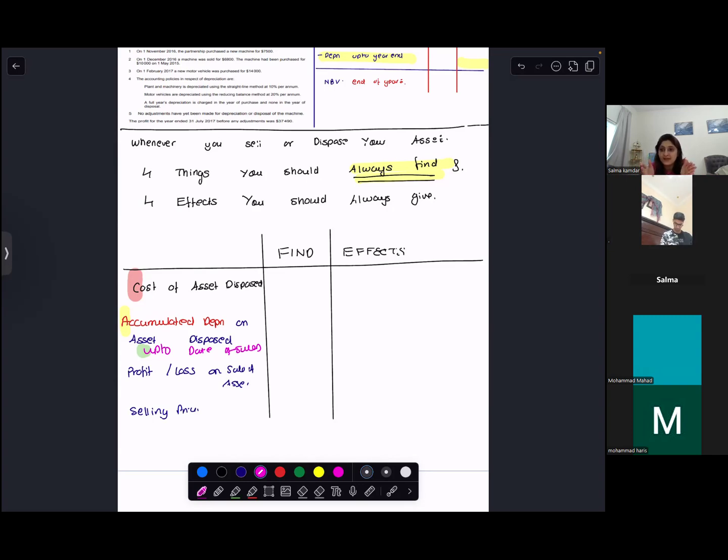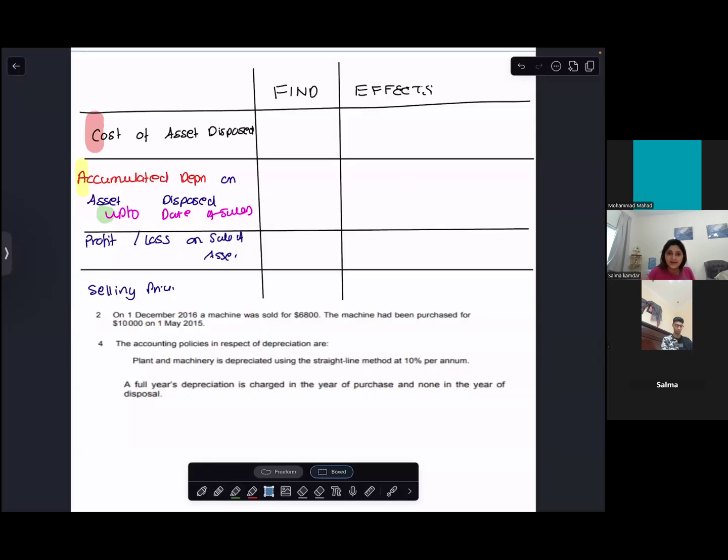With this, I will pause the video. You all will take 2 minutes, exactly 2 minutes, and try to find out these four things related to asset disposed before I take you to the question. Whenever you're dealing with depreciation and there is an asset disposed, you will always look at finding the caps: cost of the asset disposed, accumulated depreciation of the asset disposed, profit or loss on sale of asset, and selling price of your asset. You will first find it and then look at giving the effects of it.